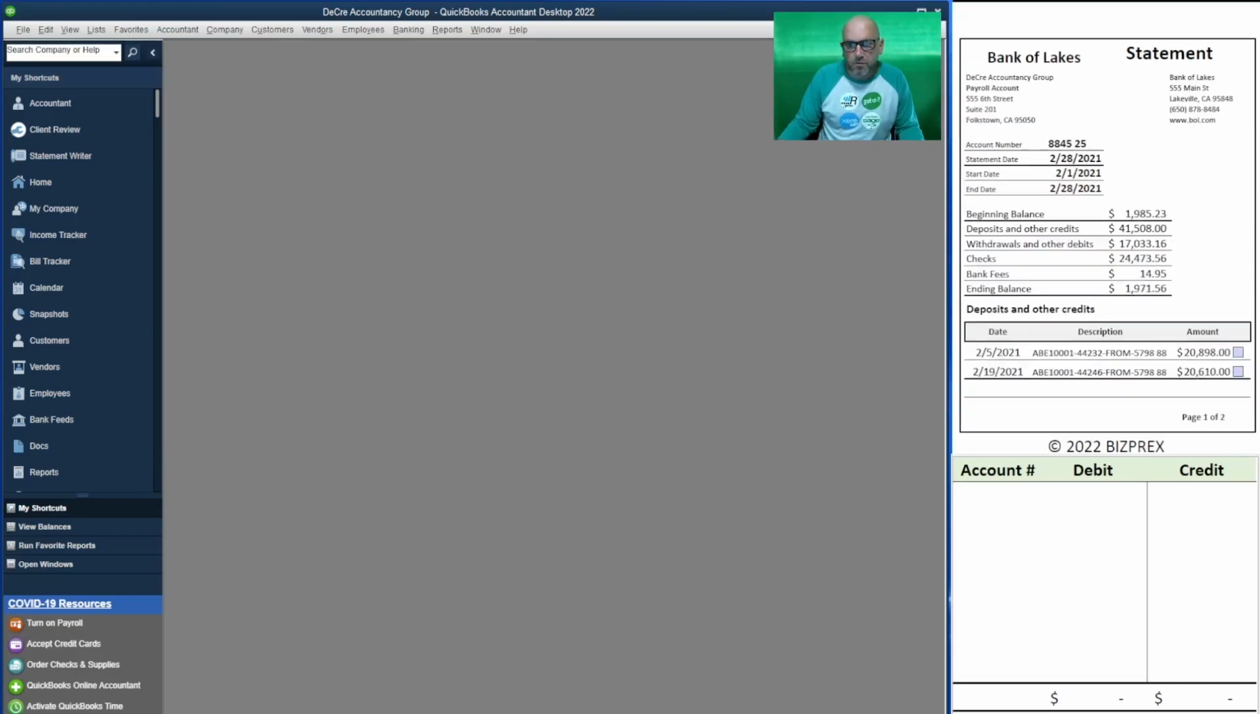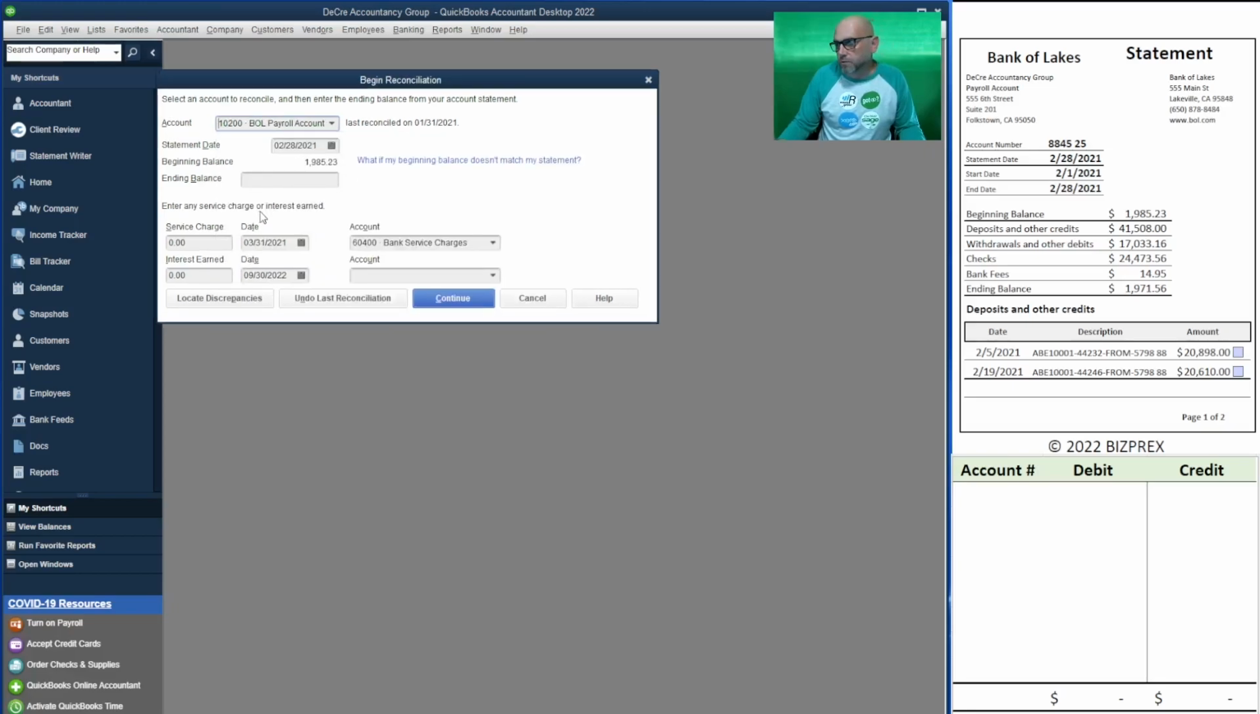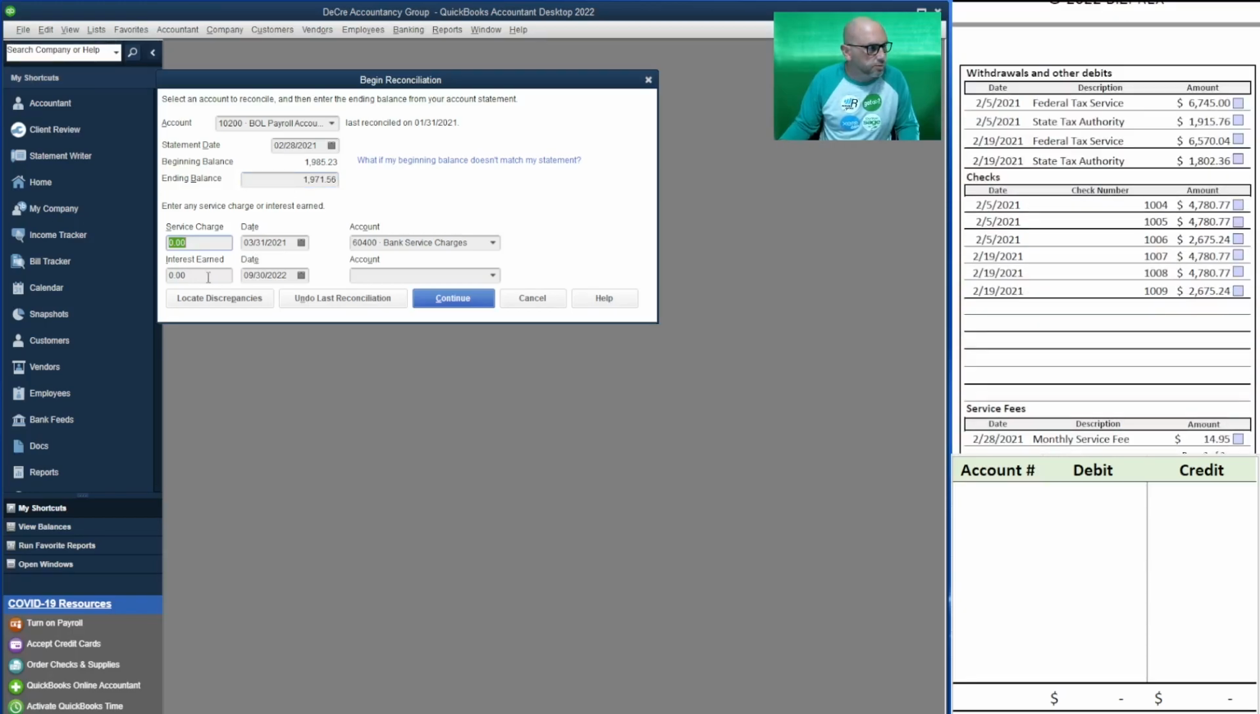Next, we have our payroll account to reconcile. And again, you can see that in live accounting mode, if everything was posted correctly, reconciliation goes very smoothly. 197,156. Okay, do we have service charges? Yes, we do. 1495. Let's just adjust the date on that. All right, and again, it will be booked once we complete reconciliation.